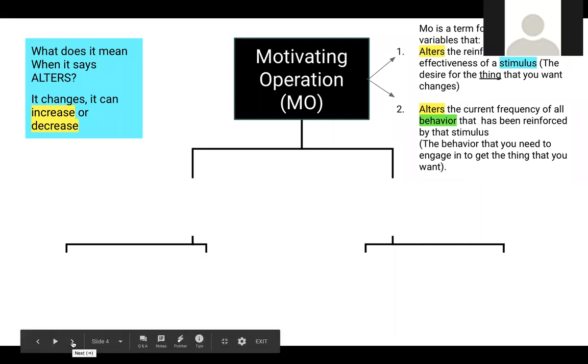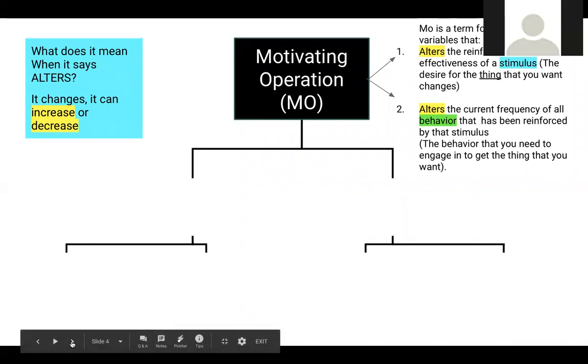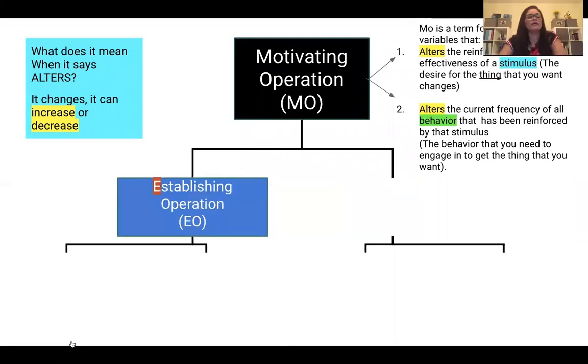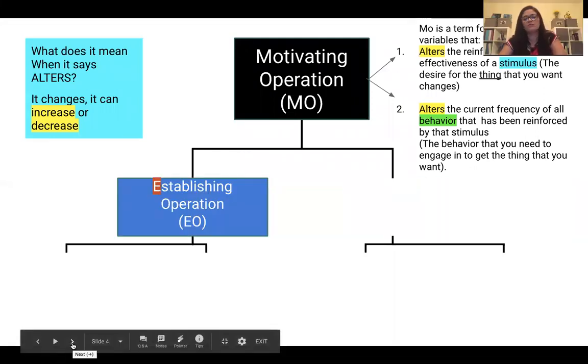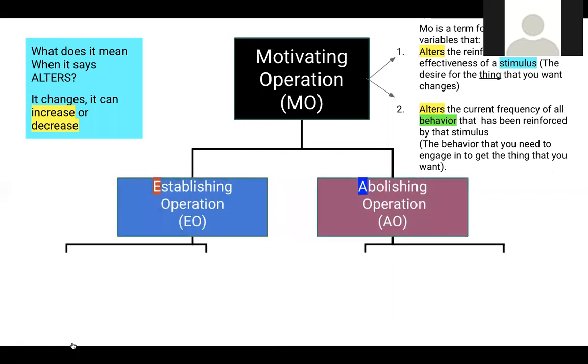Yes. Okay. So now this one is easy. What goes under motivating operations? The one that refers to an increase, EO, and the one that refers to a decrease, AO. Okay, let me see what other question I had.